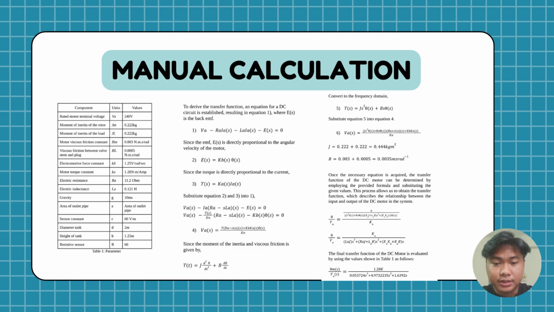Hello, my name is Asri Nur Hafiz bin Ahmad Shah. My matric number is CE230158 from Group 4, Section 1. And I'll be explaining the manual calculation for this water level control system.